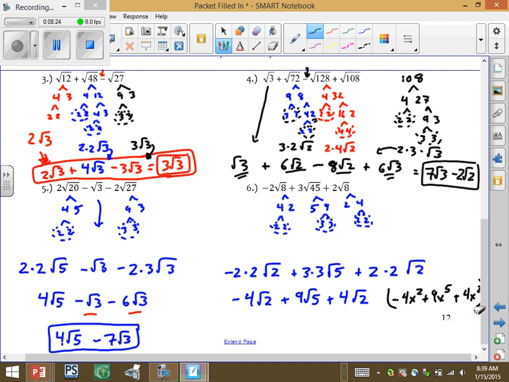So you think about it, the like terms here, we can't do anything with that 5. It doesn't have a buddy, but we do have a negative 4 square root of 2 plus 4 square root of 2. Well, strangely enough, that's going to be 0 square root of 2. So at the end of the day, all I'm left with in number 6 is 9 square root of 5.